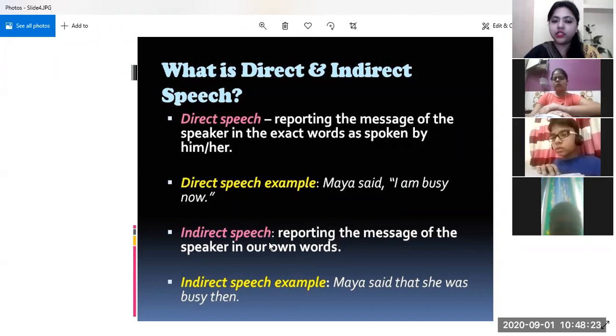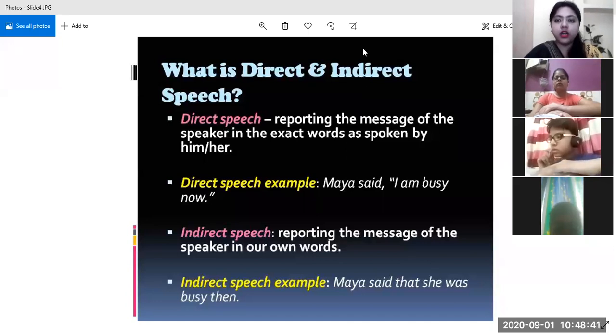What is indirect speech? Indirect speech is when we are reporting the message of the speaker in our own words, when we are modifying it, and when we are not telling the exact or actual words of the speaker. But again, the meaning should be the same. The meaning should not change.